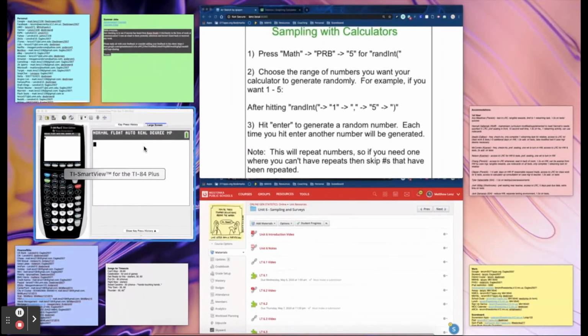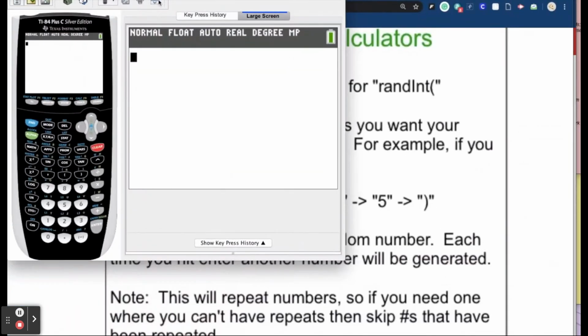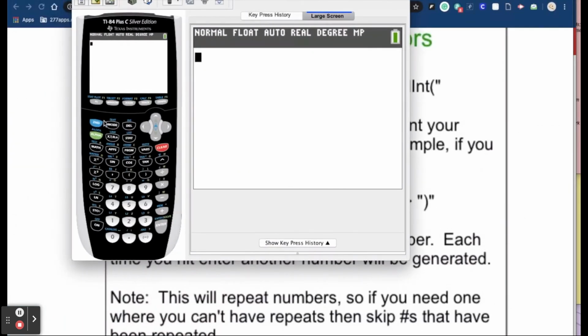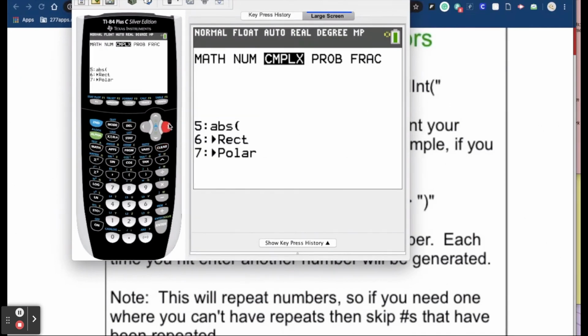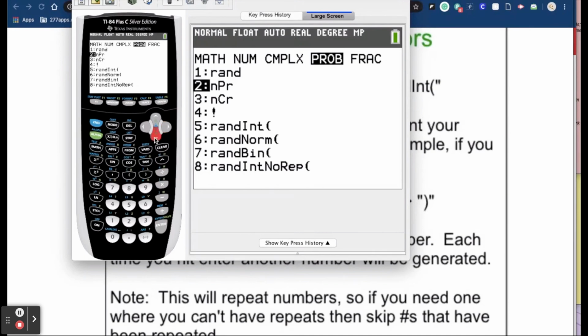So again, let's say you are going to sample a bunch of people from the high school. On your calculator, hit math, go to the probability tab, and you'll see a couple different options. If you see where it says randInt as your 5th option, you could select that one. The downside of that one is it is going to repeat integers. That's what int means, integers. So I actually like number 8 better, randIntNoRep. What that means is you get a random integer, but there's not going to be any repeat.